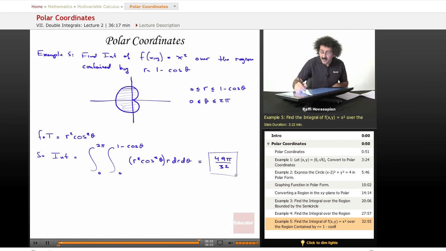So you see, it wasn't 0. That was just a coincidence that we kept getting integrals that were 0. Okay, and that's polar coordinates, and that is integration in polar coordinates.